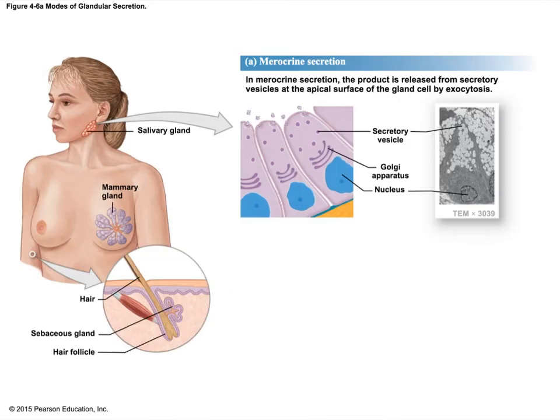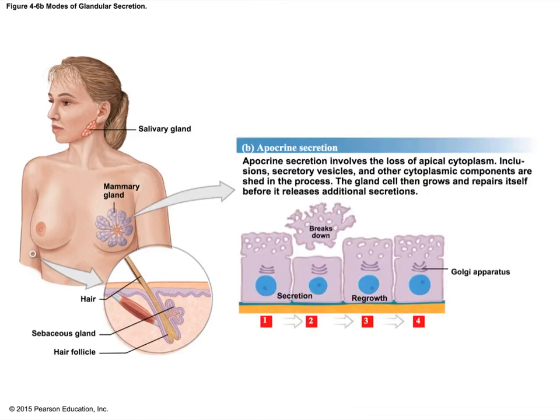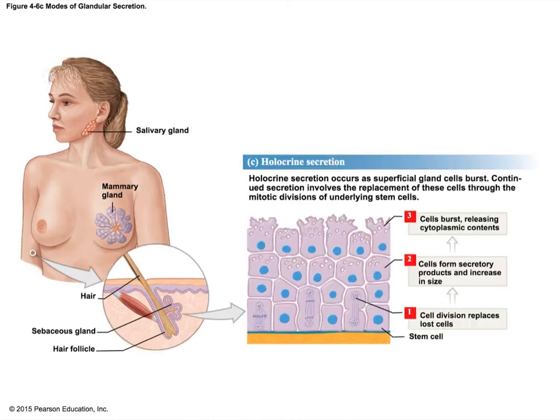Alright, in case you didn't see that very clearly, here it is up close, the merocrine secretion. If you want to take a look at it, go ahead and pause the video. And the apocrine secretion up close, you can see secretion happening here, and then regrowth, and then it's going to secrete itself again. And on this slide, you can see a little bit closer the holocrine secretion.